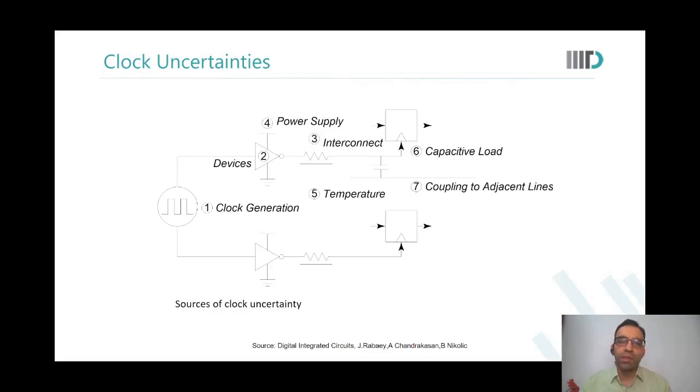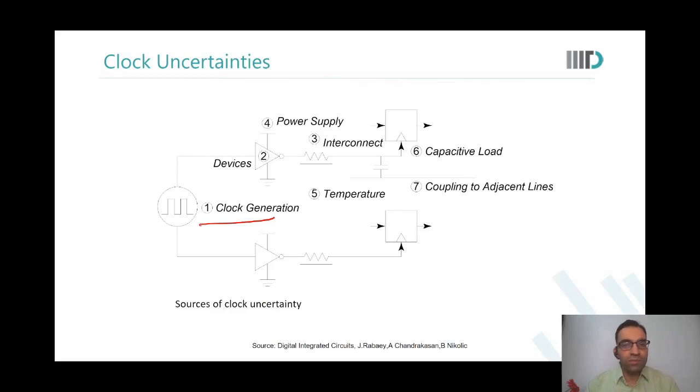Okay. So there are some uncertainties that we need to manage. Where could those uncertainties come from? They could come from clock generation. The PLL that is generating the clock could have some jitter in it, some different delays across different time zones, whatever. There could be drift in the oscillator and so on.